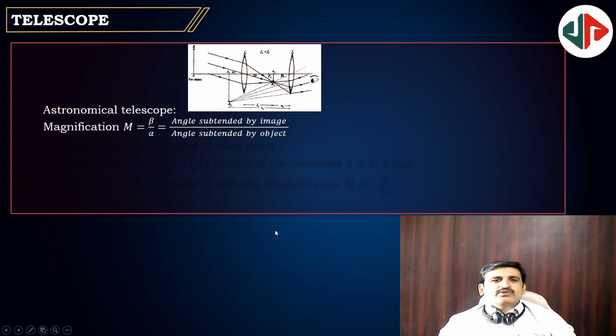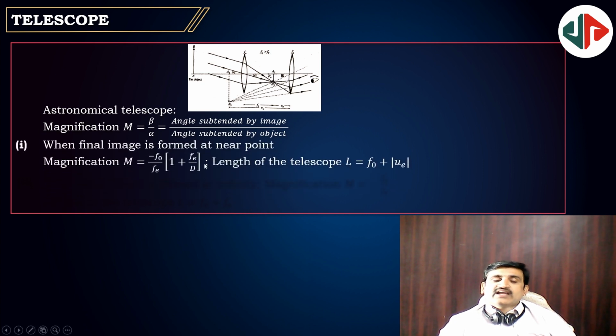Astronomical telescope will give you an inverted image. Terrestrial telescope will give you an erect image, and the magnification is beta by alpha, angle subtended by image by angle subtended by object. When final image is formed at near point, magnification M equal to minus F naught by FE, 1 plus FE by D. Length of telescope L is equal to F naught plus magnitude of UE.